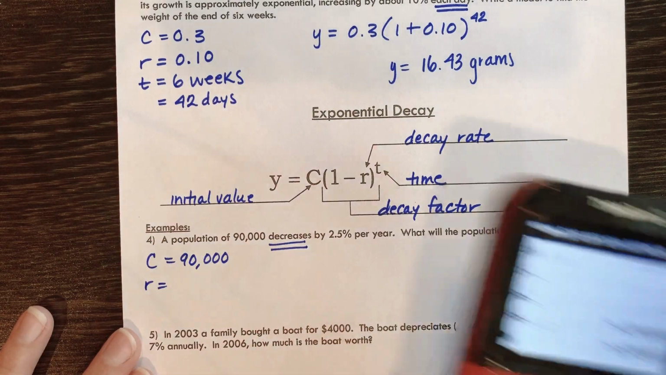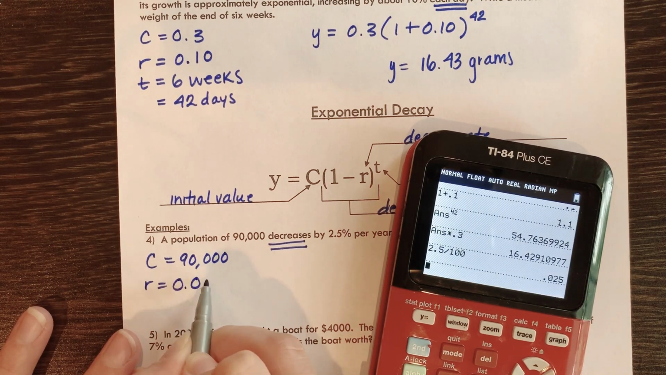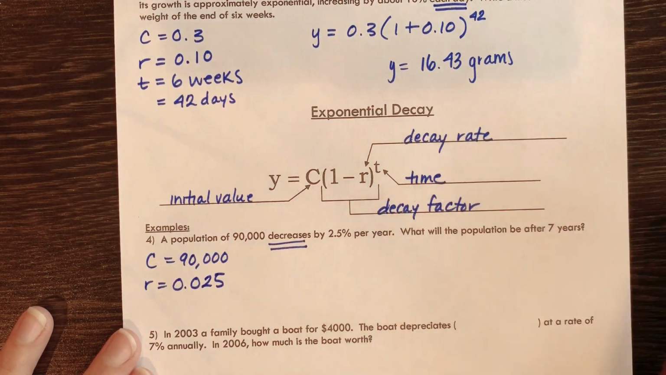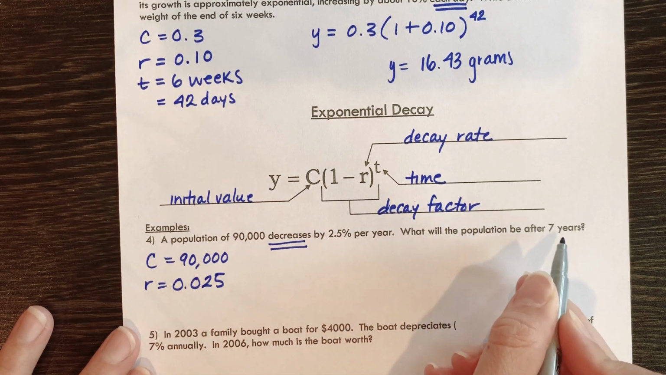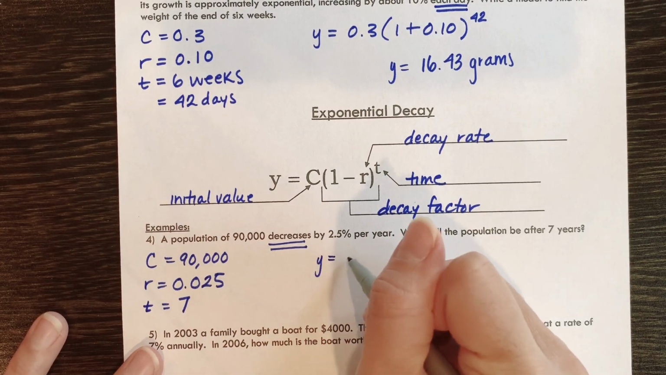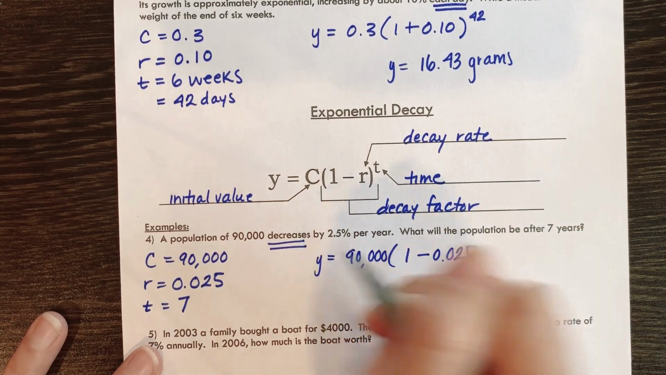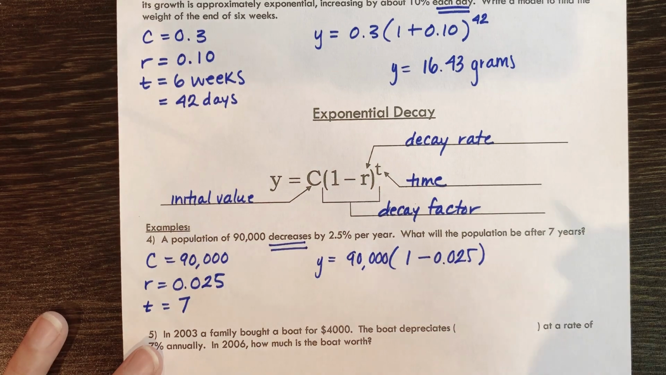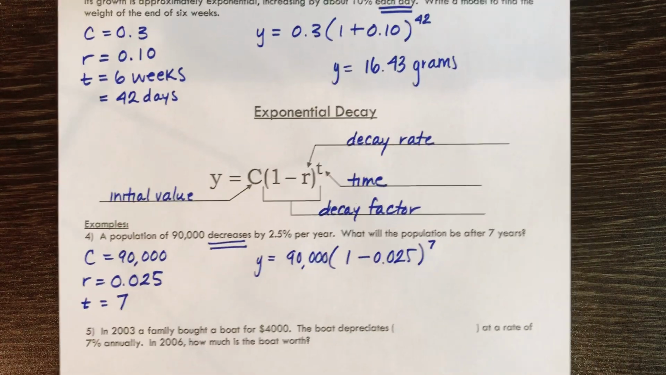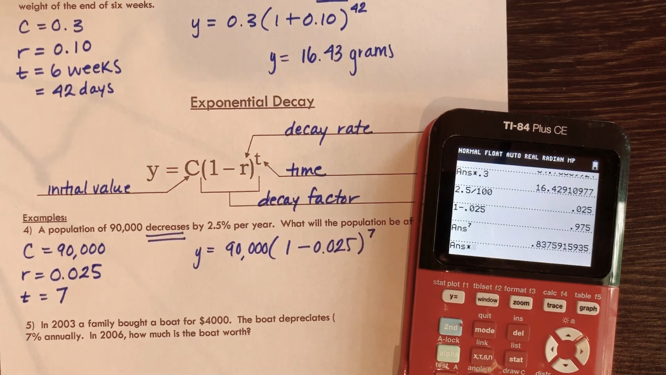My rate, notice it's 2.5%. So if I divide that by 100, I get 0.025. And it says that's a per year rate, and it says after 7 years. So my units agree. So here I go. 90,000, 1 minus, because it's decay, because it says decreases. My rate, convert it properly, to the 7th. How do I type this in? Do your 1 minus your rate first, raise it to your power, multiply it by your initial amount.